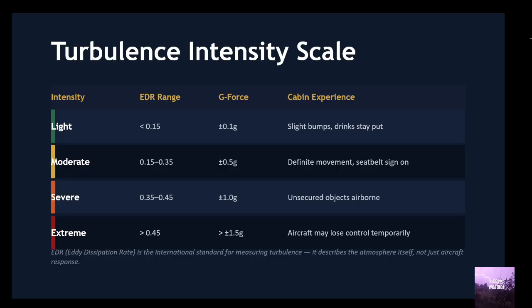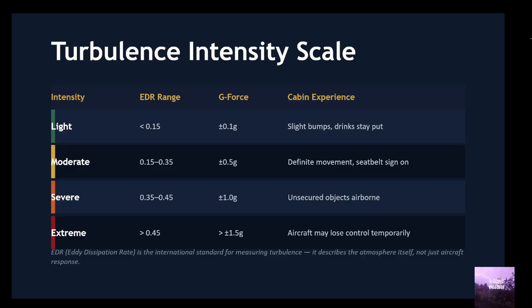Here is the turbulence intensity scale. The intensity ranges from light, moderate, severe, and extreme. We'll start off with light. The EDR range, which is eddy dissipation rate, is the international standard for measuring turbulence. It describes the atmosphere itself, not just aircraft response.